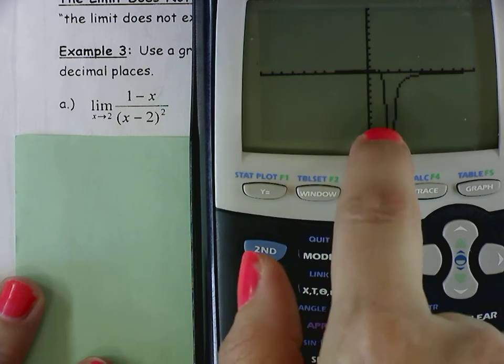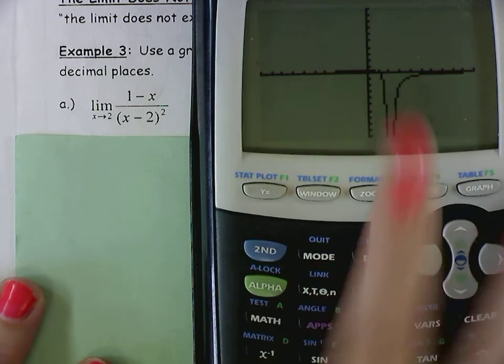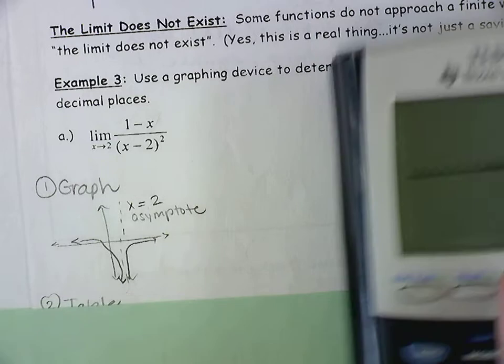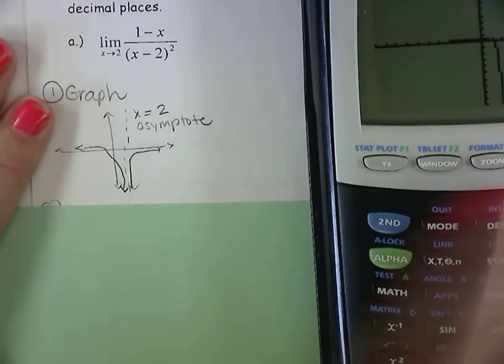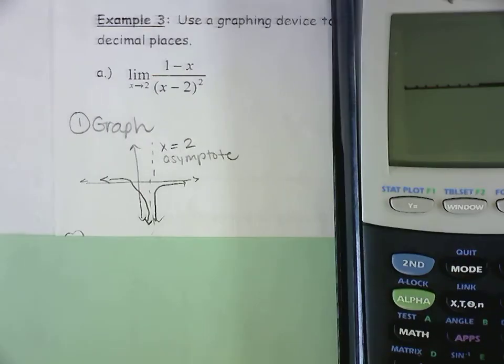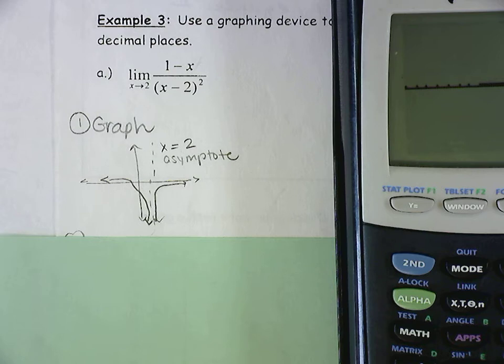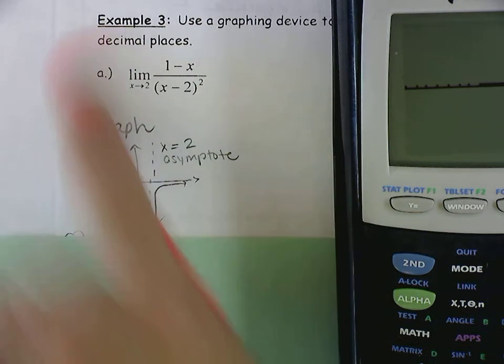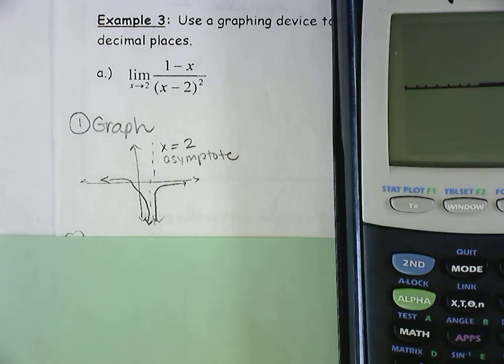Okay, and then I have this graph here that's going down, and then from the left it's going down as well. So I know that there's going to be an asymptote at x equals 2. How do I know that algebraically from the function?